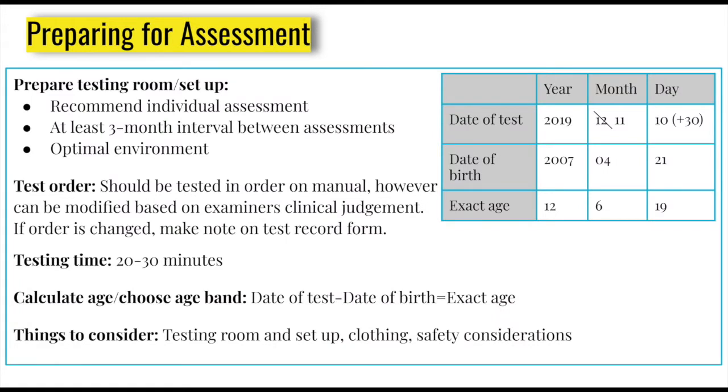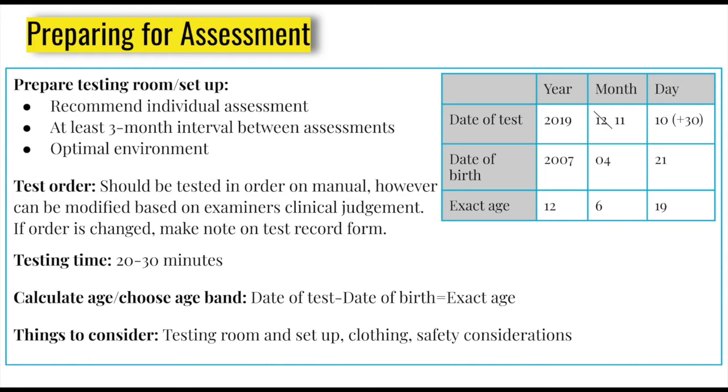When performing the movement ABC, there are some things you want to consider when preparing for the assessment. First is preparing the testing room as well as setup. So we recommend that this test be given as an individual assessment just to help build that rapport with that child and minimize any distractions. However, this is not a requirement. You want to wait at least 3 months of interval between assessments if you're going to retest the child.